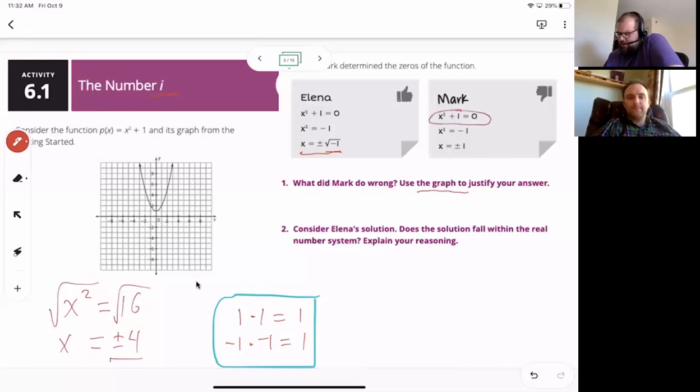Based on Mark's setup, he was trying to find the zeros. If this were true on the graph, we would show the parabola crossing through those two points, and those two zeros would be really visual.